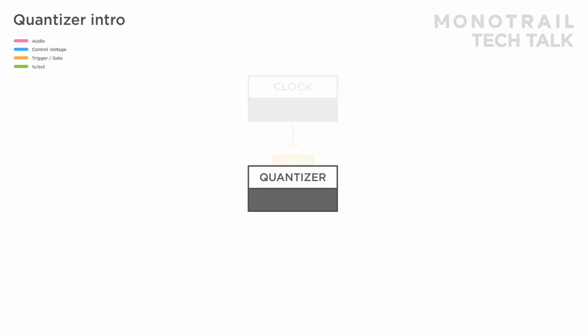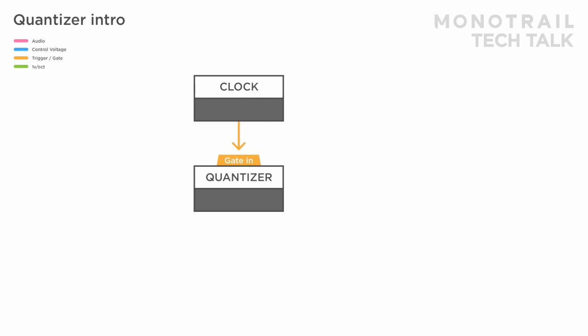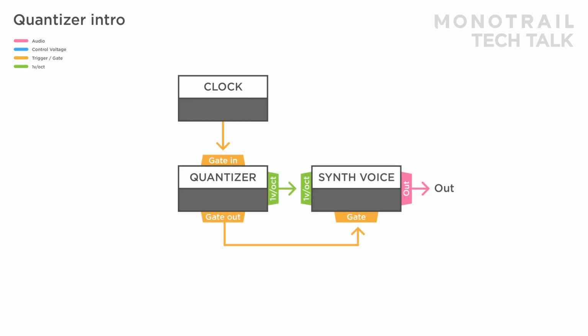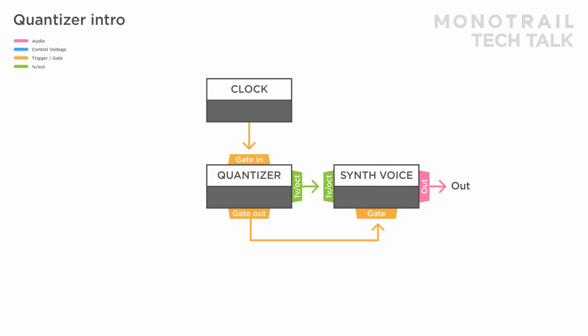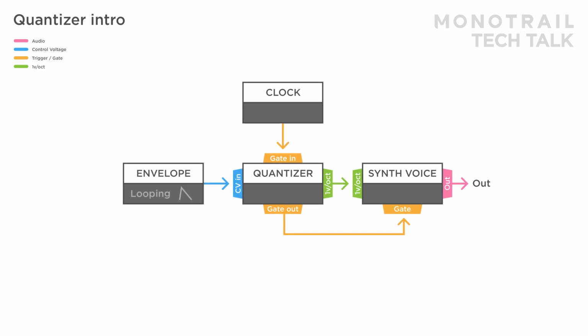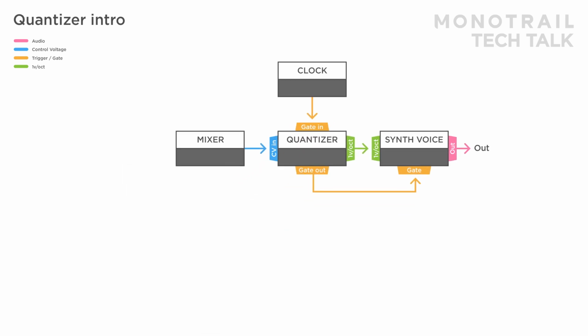Here's that quantizer with steady clock and the 1 volt per octave and gate out of the quantizer controlling a simple classic synth voice. You can feed the quantizer individual signals like a looping envelope or unquantized sequence, but the fun starts when you patch a CV mixer before the quantizer. This allows you to mix multiple signals before quantization.